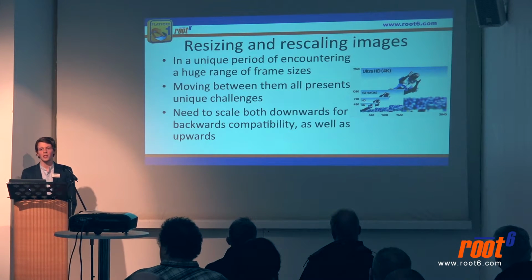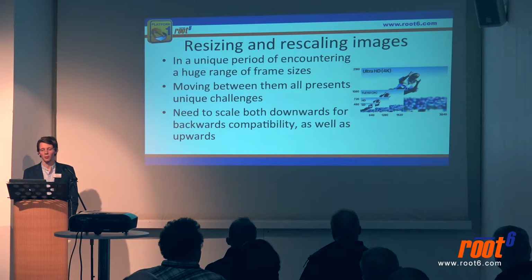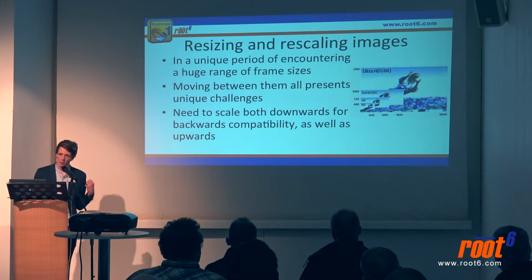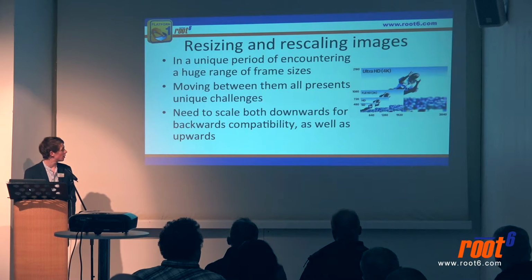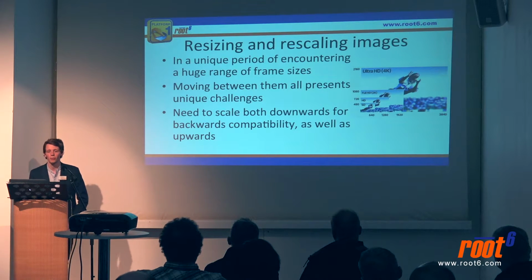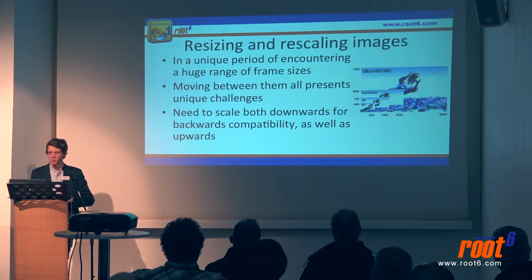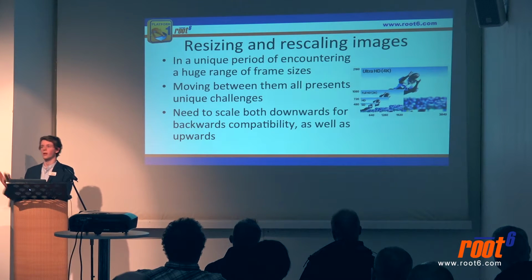So with resizing and rescaling images, we're in quite a unique period of flux, and moving between them all presents a set of unique challenges. As I say, we're going from SD rasters all the way up to UHD, and being agile in our workflows is something that we try to promote and offer in the content agent product. So not having to tweak your workflows based on frame rate or size, or think, all right, this is that raster, so I need to apply this setting.